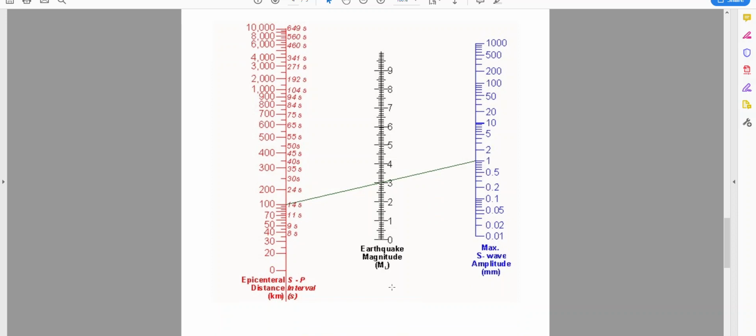You'll notice that magnitude is in the middle. This is a chart called a nomogram. The magnitude is in the middle. The epicenter distance and the S&P interval are over on the left side, and the maximum S wave amplitude on the right. So if you notice up here, 4,000 kilometers in 340 seconds, it's about where we were. So if you have this point marked, and you have 10 over here, 10 millimeter amplitude, it's a matter of drawing a straight line.